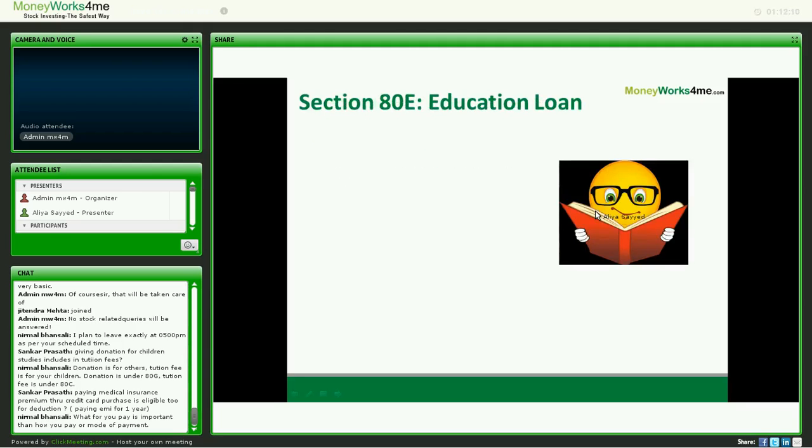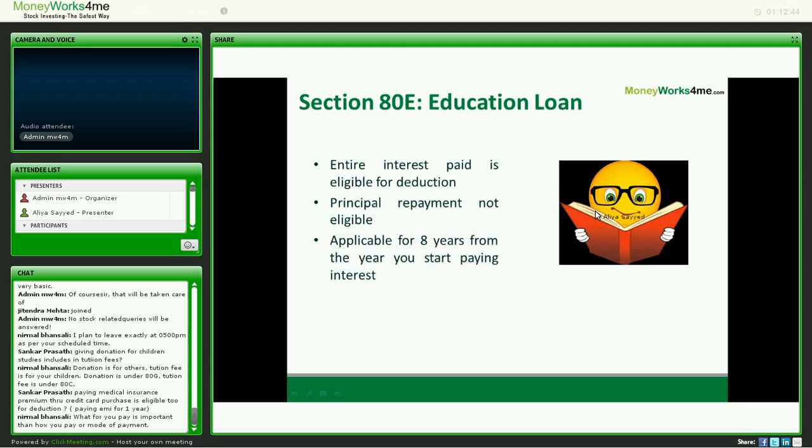Okay. Then moving on to our next section. So this was healthcare. Now we have the next section on loans, where we see what kinds of loans are categorized for deductions. If you have taken an education loan for your higher studies, here's good news for you. The entire interest that you pay is eligible for deduction. There is no limit for this deduction. The only caveat is that you can claim this deduction for a maximum of 8 years.